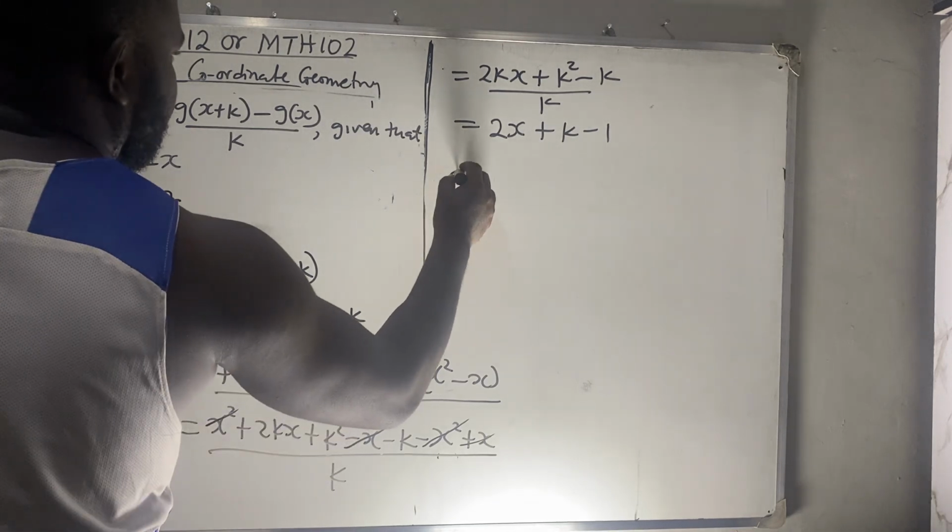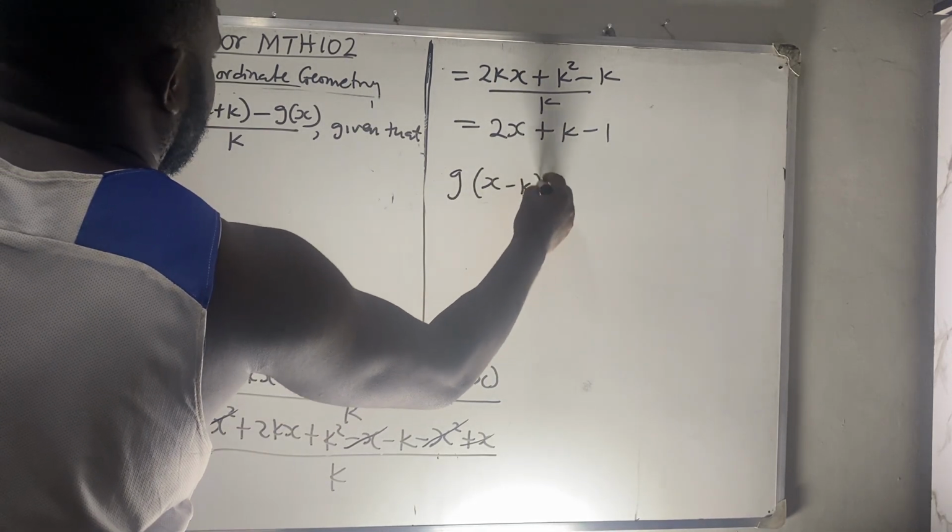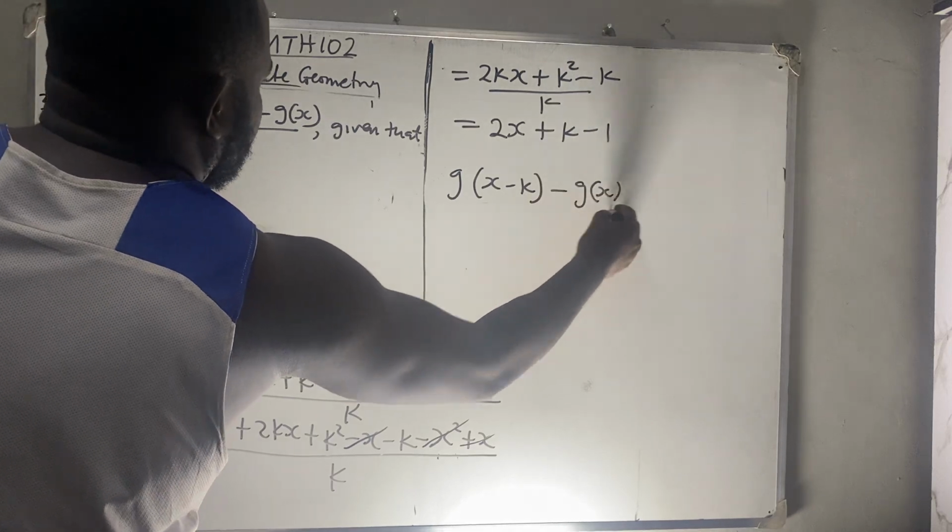So find this one for me. g of x minus k minus g of x over k.